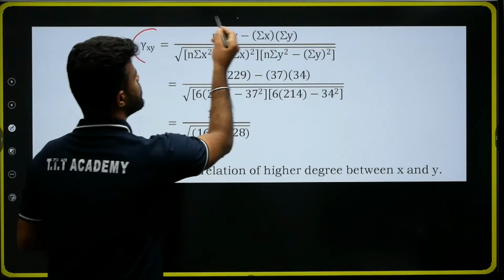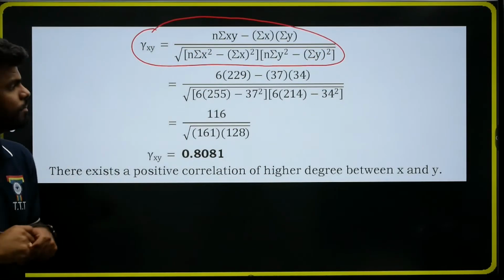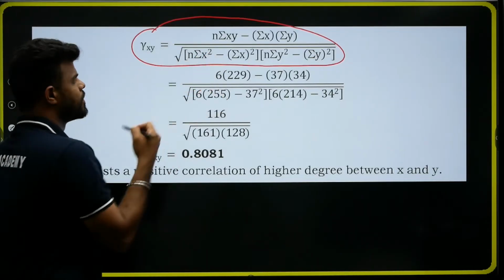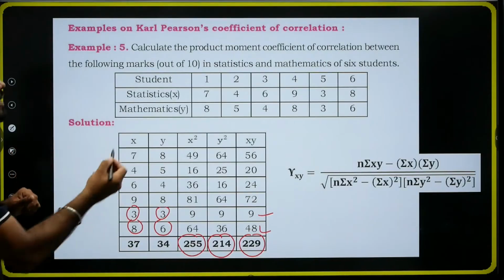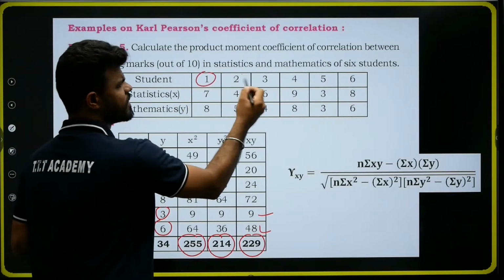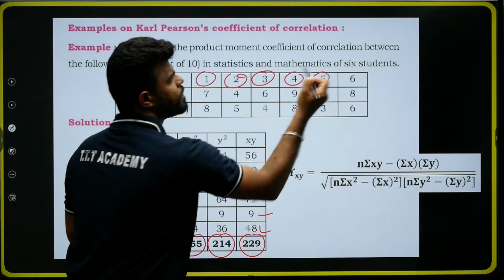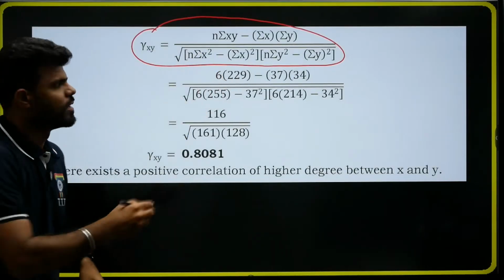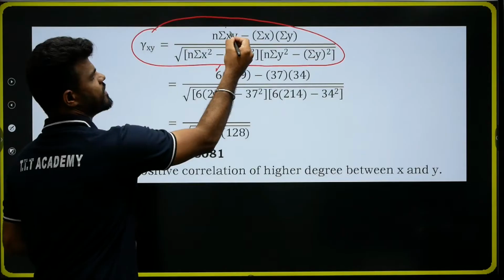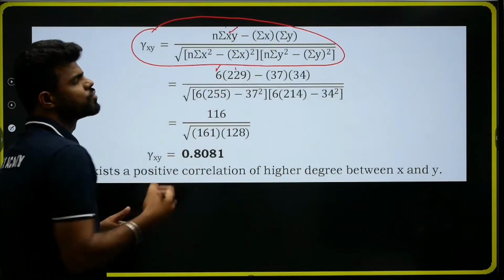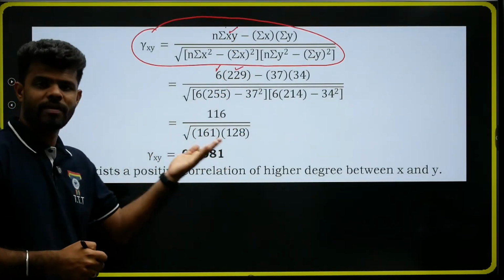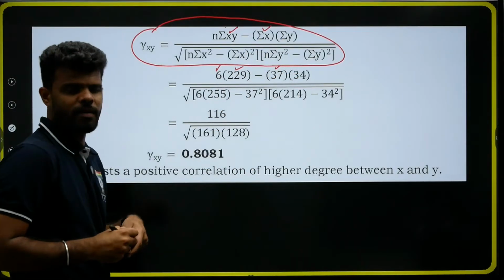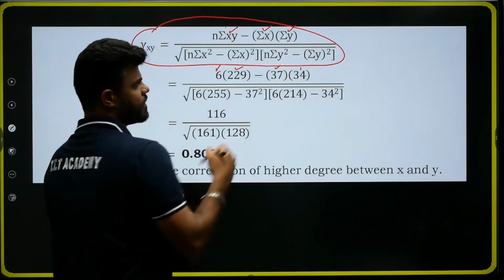This is the formula. First you should write the formula properly without making any mistakes, and then substitute all the values. N is nothing but the number of paired observations. How many paired observations are there? There are 6 paired observations. Therefore, n is 6 here. Then summation xy is 229, which we have calculated in the previous slide. Next, summation x is equal to 37, summation y is equal to 34.